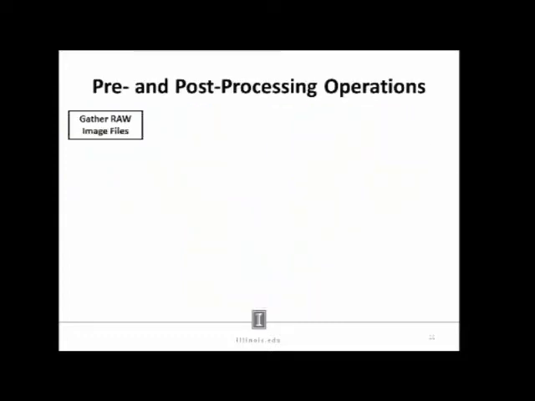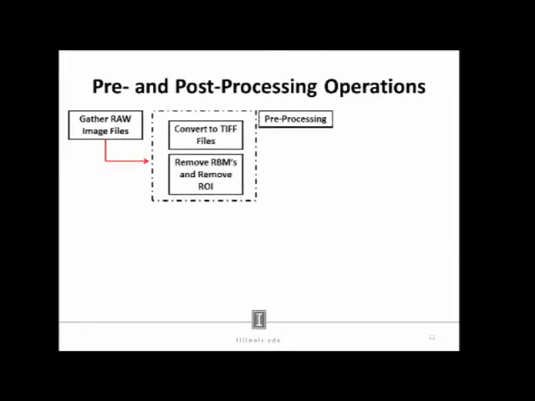In terms of the pre-processing and post-processing operations, we gather all images as raw image files, and then we convert them in pre-processing to TIFF files. In digital image correlation, you always want to stay as close to the original image file as possible. If you're compressing the image into a JPEG or some other file format, you're really going to have some problems in terms of your resolution.